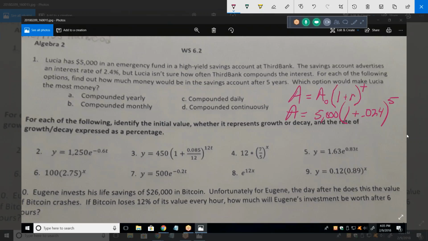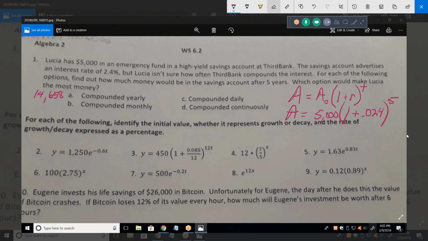Take it to the exponential before you multiply it by 5,000. That 5,000 is not being taken to the 5th power. Right. 14,658.12. We'll just round it off to the nearest dollar.